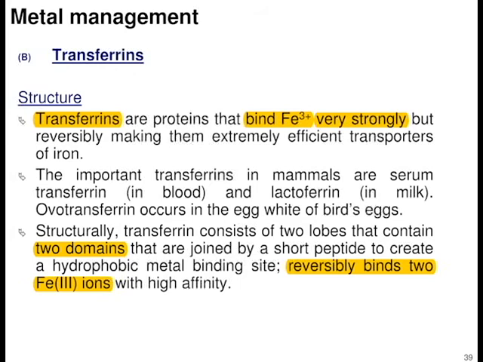And those found in milk are called lactoferrin. I think it's also called lactotransferrin. Let me see. Lactoferrin. So serum transferrin is in blood, lactoferrin in milk. There is also one in birds, but we are only concerned with transferrin in blood and lactoferrin in milk.